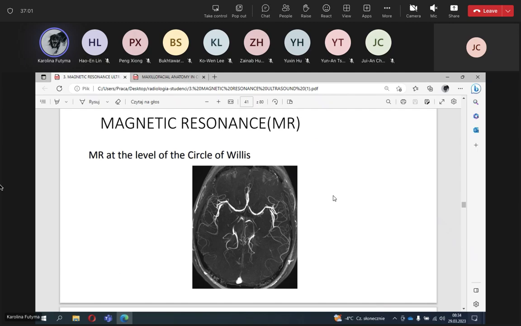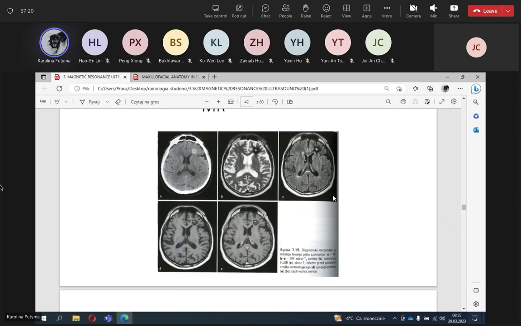Okay, here we have the example of the magnetic resonance, which is showing our circle of Willis. So MRI at the level of the circle of Willis, of course, with the contrast enhancement. Again, different examples.